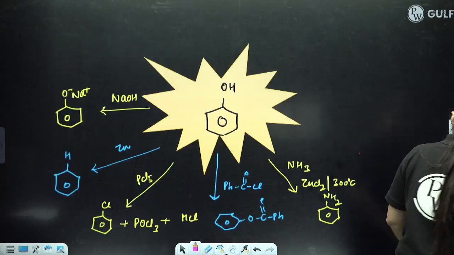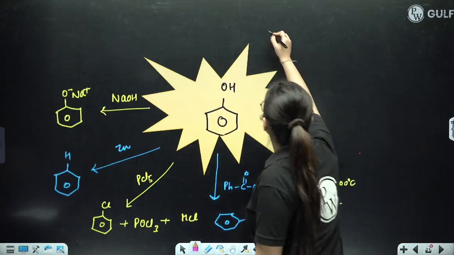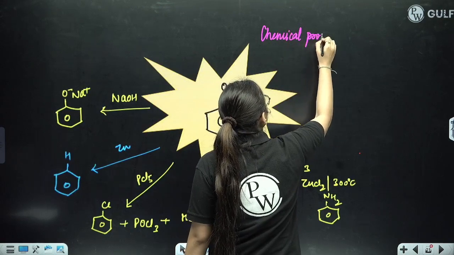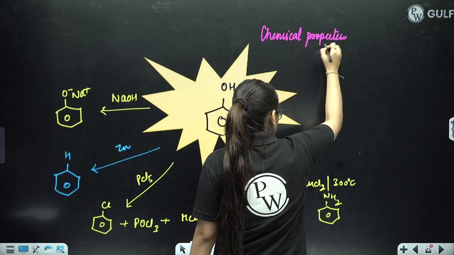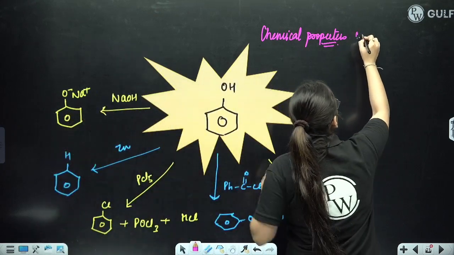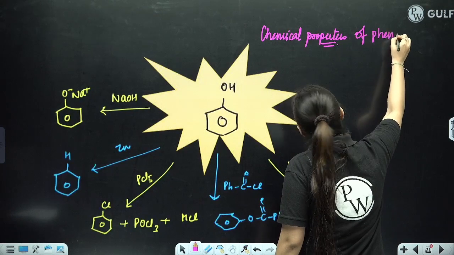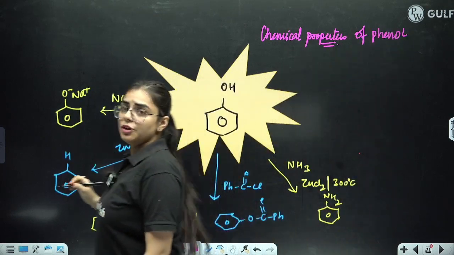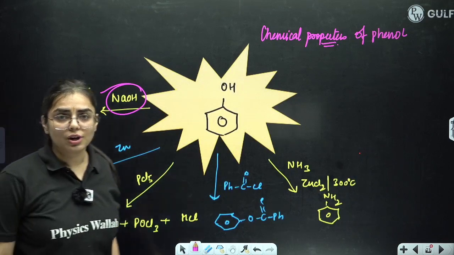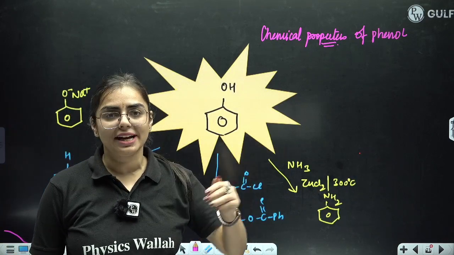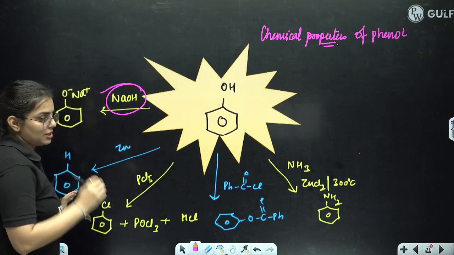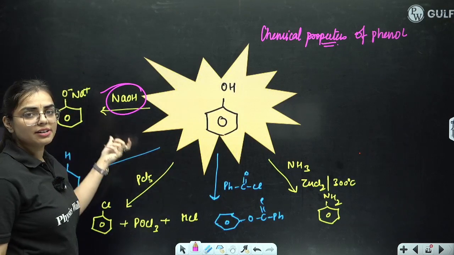Okay, here starts the chemical properties of phenol. See students, if you react it with NaOH, like we did in the acidity case of alcohol, we got R, O negative, Na positive. In the same way, we'll get this benzene ring, O negative, Na positive, right? This is what we get when treating with NaOH.